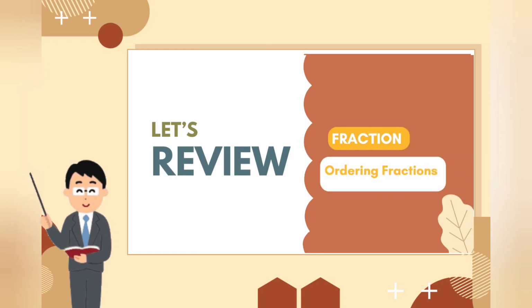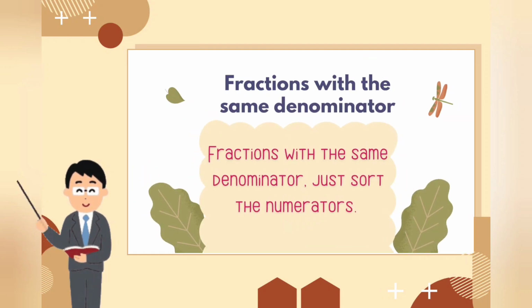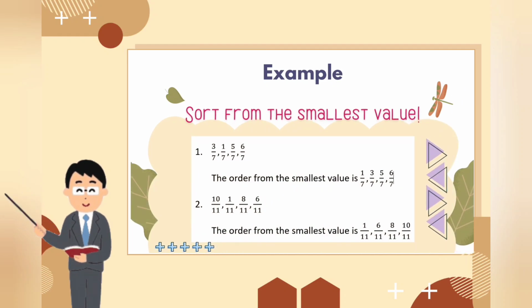Let's review ordering fractions. For fractions with the same denominator, just sort the numerators. For example, sort from the smallest value. Number 1: 3 divided by 7, 1 divided by 7, 5 divided by 7, and 6 divided by 7. The order from the smallest value is 1 divided by 7, 3 divided by 7, 5 divided by 7, and 6 divided by 7.